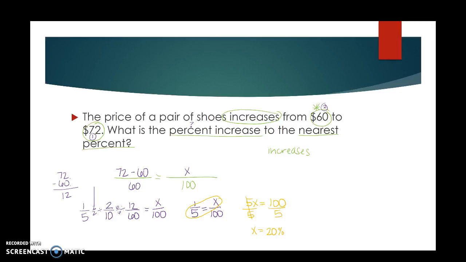Let's go ahead and write our answer out in a complete sentence. So the price of the shoes, we're saying it went up, right, from 60 to 72, so increased by 20% from $60 to $72. All right, nice job.